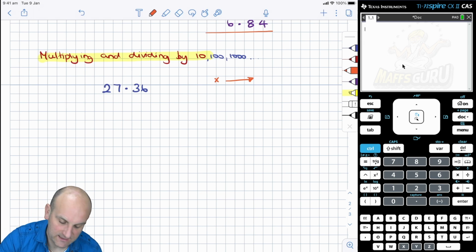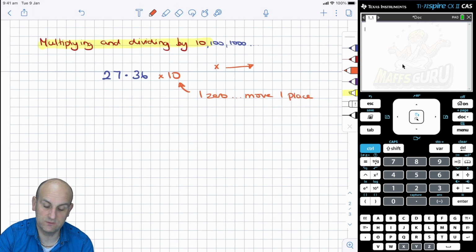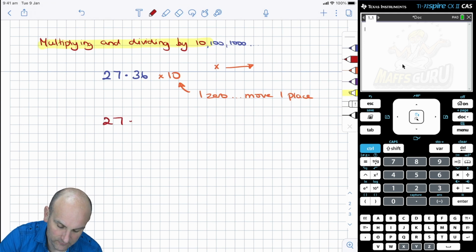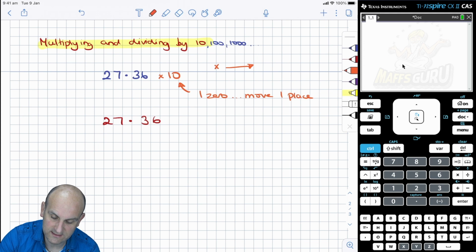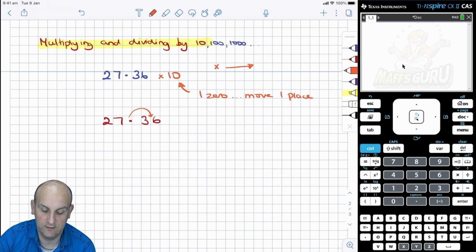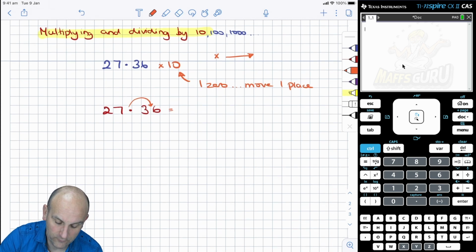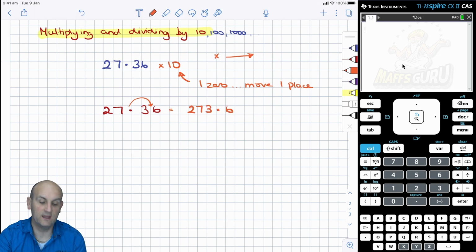So what I mean by that is if I am going to multiply this by 10, there is 1 0. So I move one place. Okay, so there is 1 0, so move one place. And by that I mean I've got 27.36. Where is the decimal point at the moment? It's there. I'm going to move it so that it now actually sits between the 3 and the 6. So therefore, that's going to give me 273.6. I have literally moved that decimal point one place.